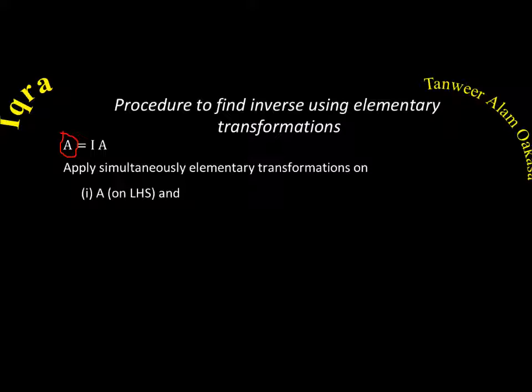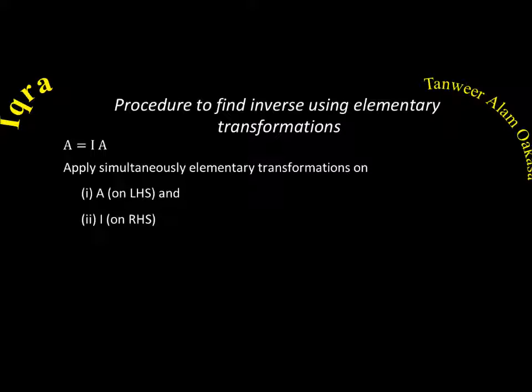Okay, then I will apply simultaneously similar transformation on my identity matrix on my right hand side. I have a matrix I on my right hand side. So what I am going to do, I am not going to touch this matrix at all. This matrix A will remain as it is. I will apply similar simultaneous transformations on matrix A on my left hand side and I on my right hand side. And what is my purpose?